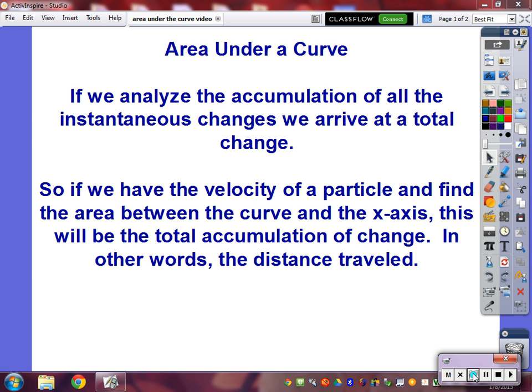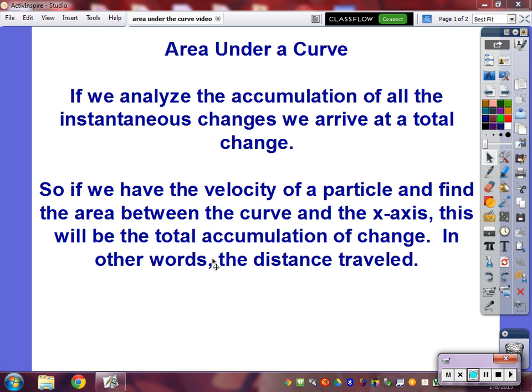So the main idea here is if we analyze the accumulation of all the instantaneous changes, we arrive at a total change. So the idea is we have a rate of change, and at any second you have an instantaneous rate of change, and if you can add up all those instantaneous changes, you get an accumulation, which is a total change.